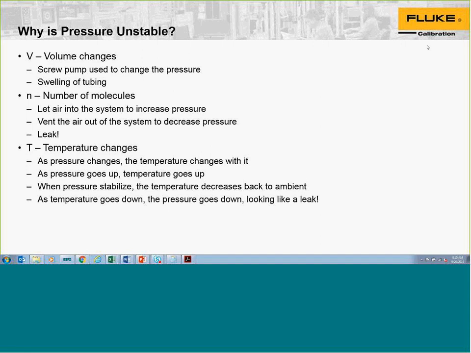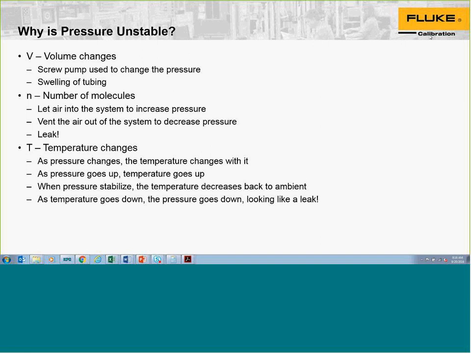The number of molecules is perhaps the most obvious way that you have instability in a system. We control the pressure in the system as we let air into the system to increase pressure, and we vent the air out of the system to decrease pressure. This is a basic example of how a pneumatic pressure controller works. But n can also change, perhaps not by design, when we have a problem with our system. If we have a leak, the number of molecules in the system is decreasing and our pressure decreases with it.